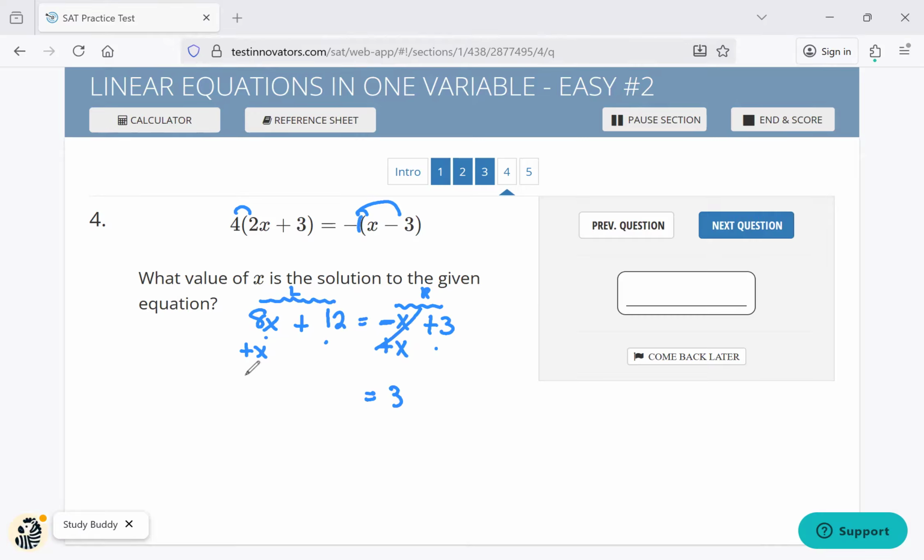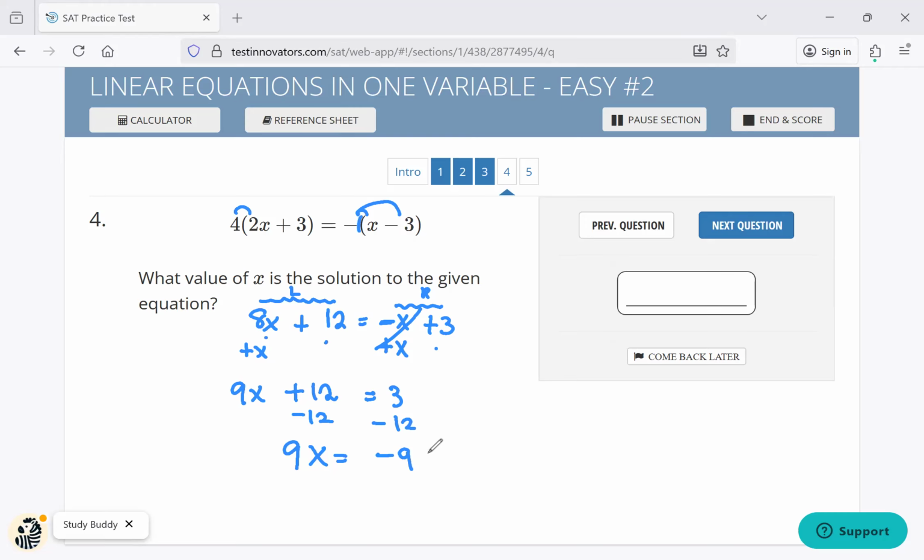And then what's 8x plus 1x? 9x plus 12. And then solve for x. So you're going to subtract 12. Subtract 12, and you get 9x equals 3 minus 12, which is negative 9.